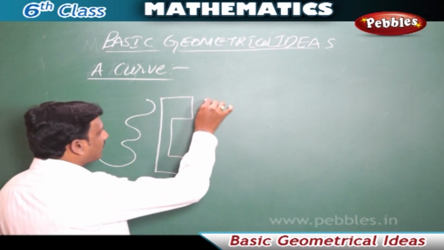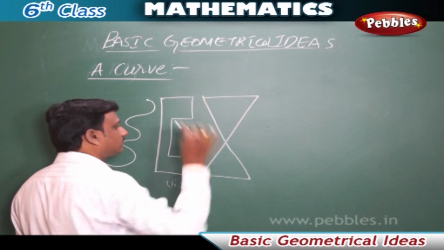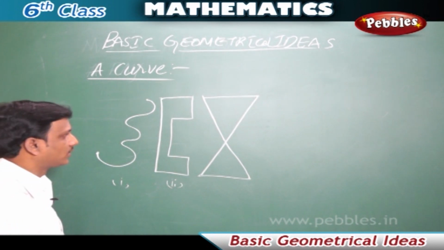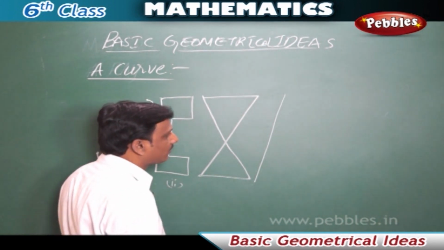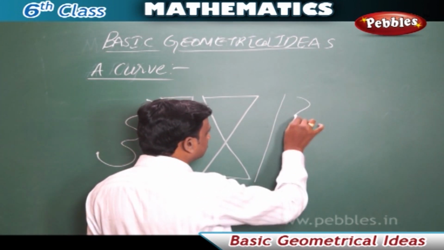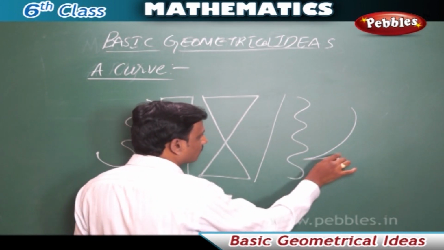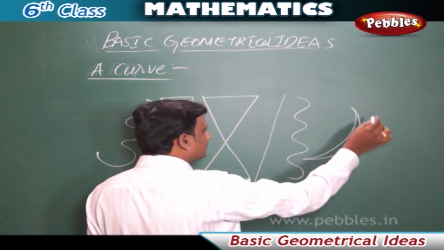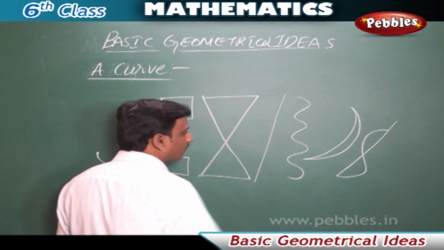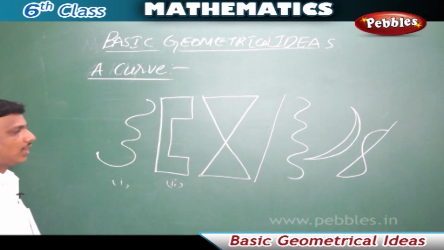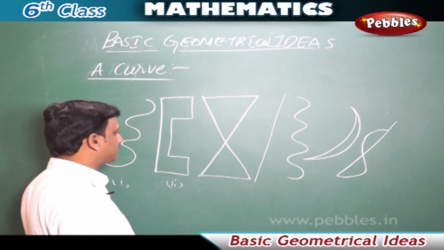Now let us see one more curve I'll draw. Here one more curve. And even a straight line also can be called as a curve. A wavy line, a crescent moon, any shape. So all these shapes, without lifting my chalk, I drew these shapes.